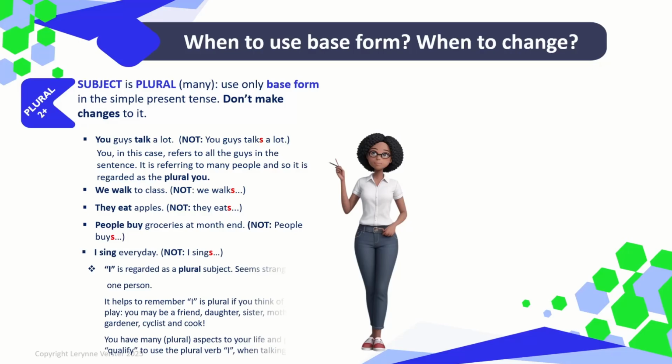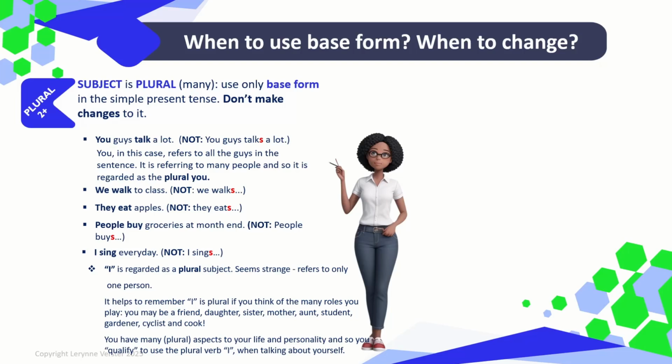We walk to class. Not, we walks. They eat apples. Not, they eats. People buy groceries at month end. Not, people buys. I sing every day. Not, I sings. I is regarded as a plural subject.